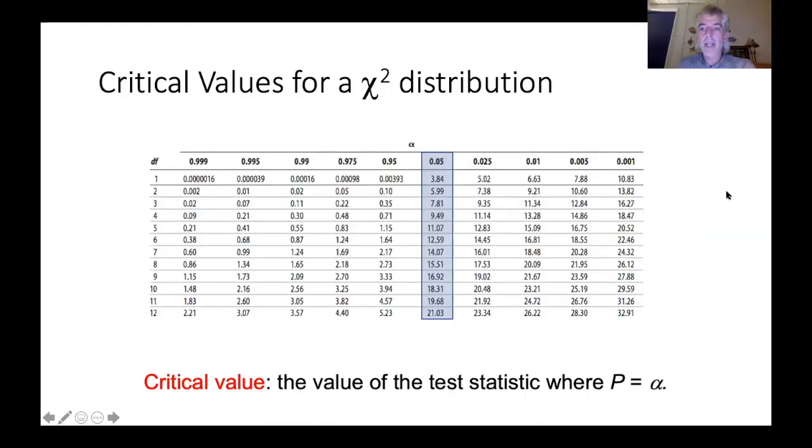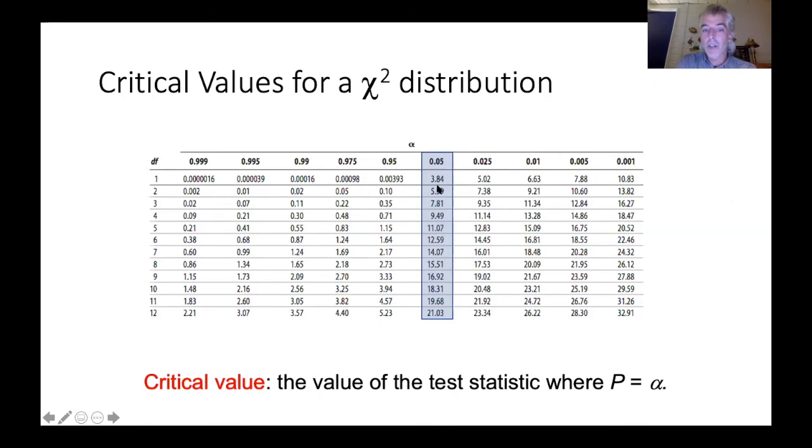Another way that we can assess the p-value based on our test statistic is to use a table of critical values. Critical values are simply the value of the test statistic when p is equal to our significance level, or alpha. So here we have along the left-hand column the various degrees of freedom. Across the top, we have our different alpha levels. And so here I've just highlighted in blue an alpha of 0.05 just by convention.